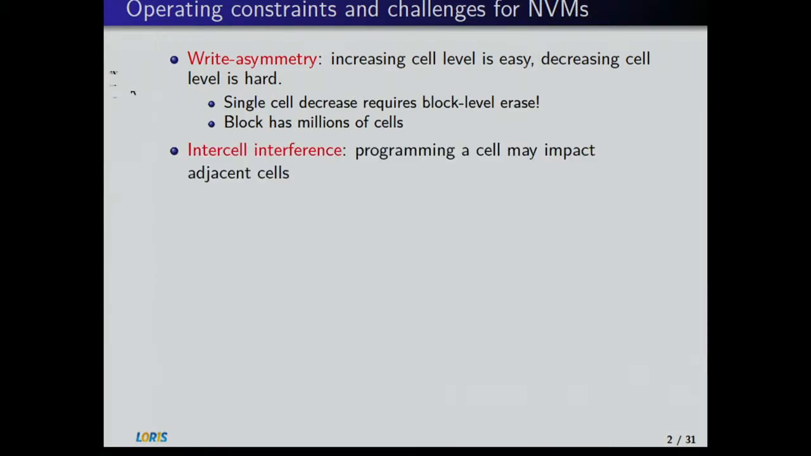Intercell interference, Paul already talked a little bit about this yesterday, so we've seen a new coding approach to this. Intercell interference means that programming a cell may impact adjacent cells. You may inadvertently raise the level of an adjacent so-called victim cell. Charge leakage: cell levels decrease over time. These are not perfectly chiseled machines. They actually wear out, and so they leak charge. So what you store is not necessarily going to equal what you read later on.